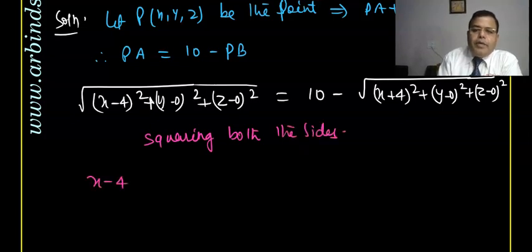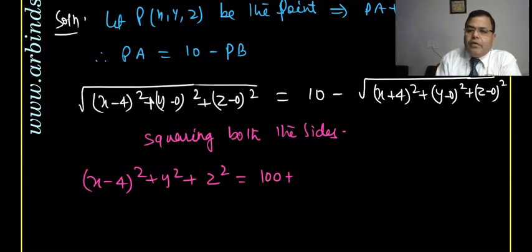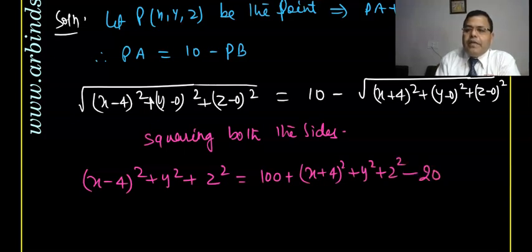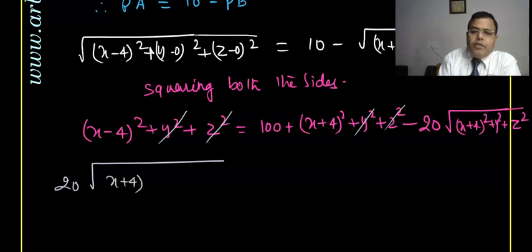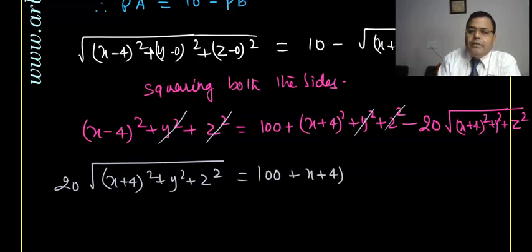What will happen? The root will be removed. x minus 4 whole square, y square, z square will be 100 plus, here also the square root will be removed, y square plus z square minus 2ab, that is 20 under root x plus 4 whole square plus y square plus z square. Right? Okay. So y square, z square will cancel out. These two cancel out. This will come to this side and it will be 20 under root x plus 4 whole square plus y square plus z square is equal to 100 plus x plus 4 whole square minus x minus 4 whole square.